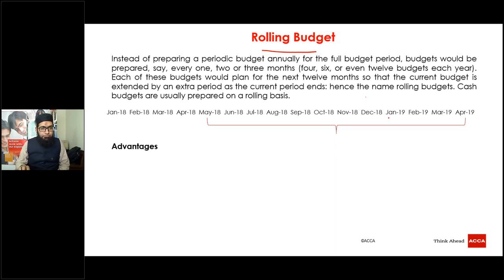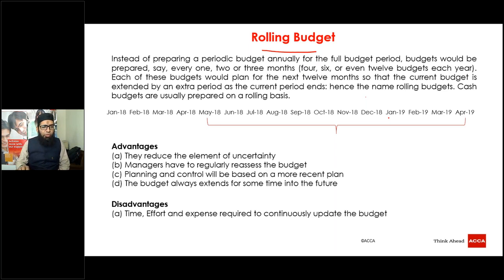Okay? Now, once again, there are a few advantages and disadvantages on that. So if you can read the advantages and disadvantages and then ask me which you didn't understand.